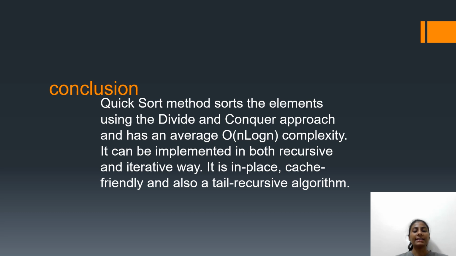Time complexity. The time complexity is the time taken by an algorithm to run to its completion. We have best case time complexity, average case time complexity, and worst case time complexity. Space complexity. Quicksort has a space complexity of O of log n, making it a suitable algorithm when we have a restriction on space availability. Now the disadvantages of quicksort.